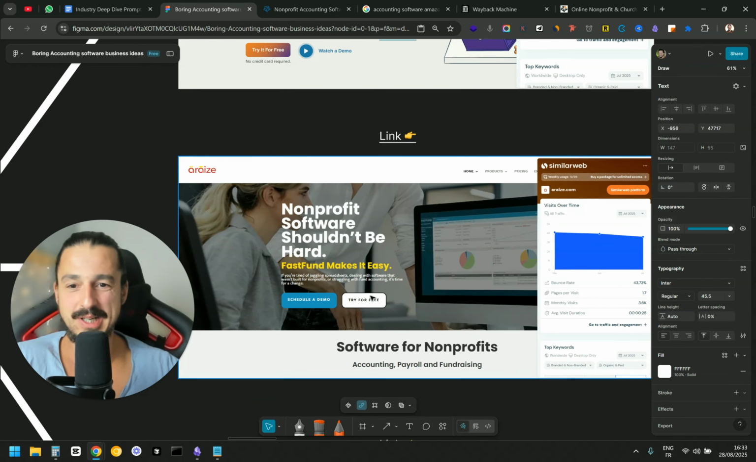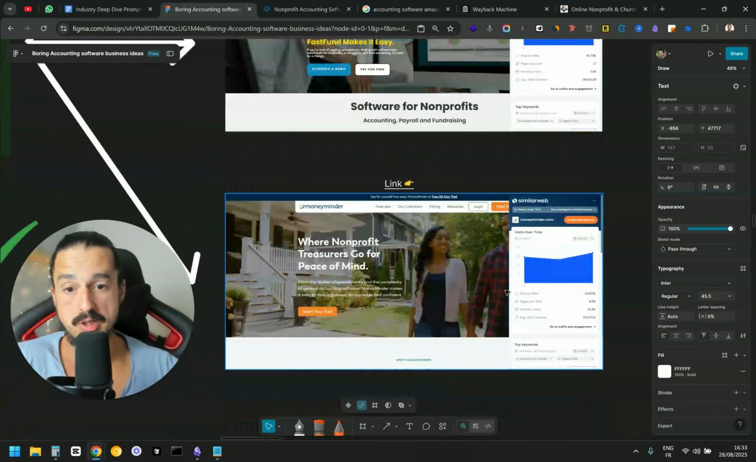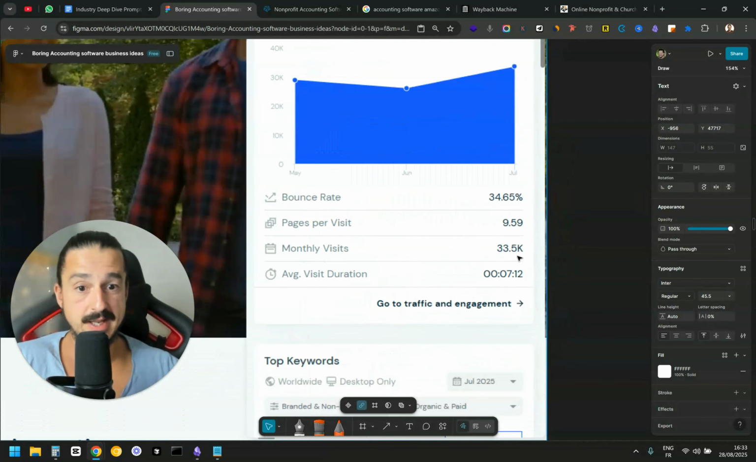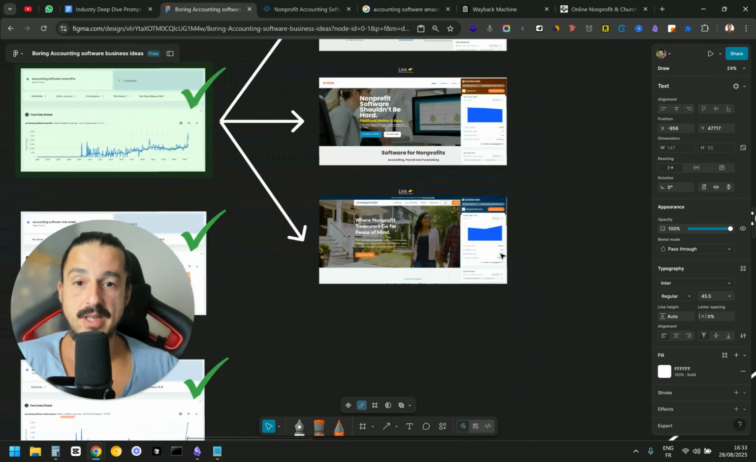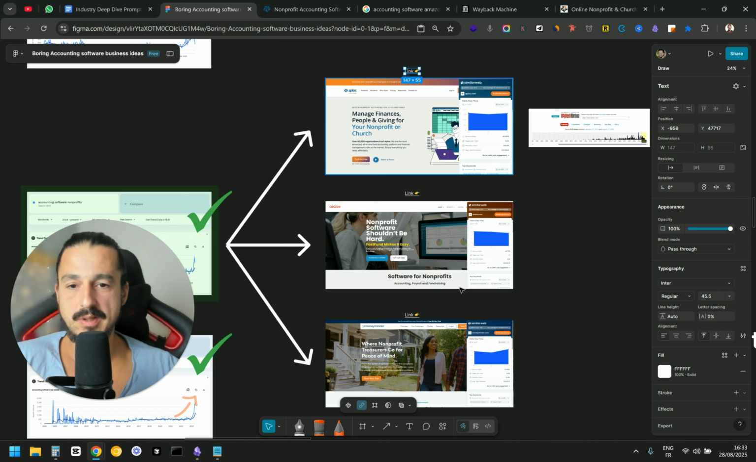And now let's go back to the other players in the nonprofit industry. And as you can see here, you have one that is specific, but it is a small one. I'll put it here anyway. And we have another one where nonprofit treasurers go for peace of mind. Nice. And the traffic is quite decent. So by looking a little bit more into it, you can find other competitors, and this is a good thing. You absolutely want competitors that are already targeting exactly this specific pain point.